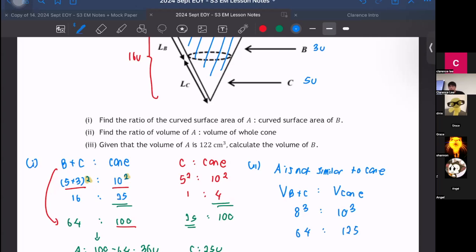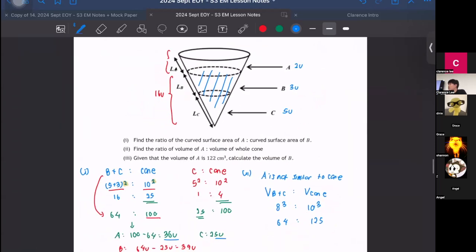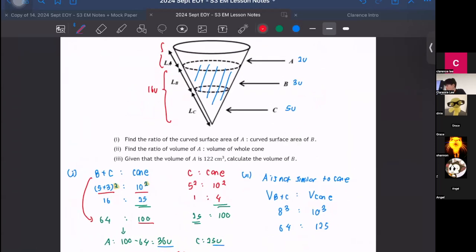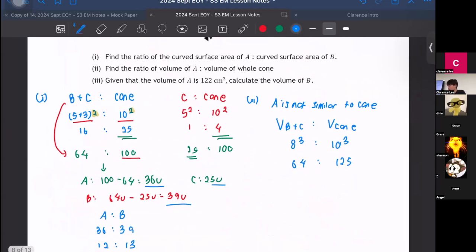This is not the final answer because your cone is 125 units. B plus C is 64 units. Then where do the remaining units go to? A. So therefore A is 61. How do I get 61? 125 minus 64. The cone is 125, so 125 minus 64 is to 125. So that is 61 is to 125. Finish.